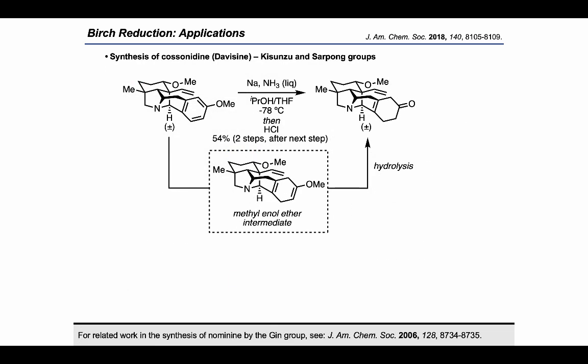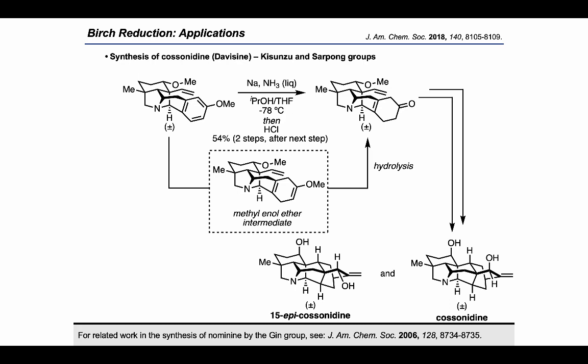In this example from the Kasunzu and Sarpong groups, which draws inspiration from prior art by Jin, they used a Birch reduction to convert the anisole moiety present in the complex alkaloid core into a cyclohexanone, by first achieving a methyl-enol ether intermediate and then hydrolyzing it. After that, they were able to elaborate the product into casonidine and 15-epi-casonidine.